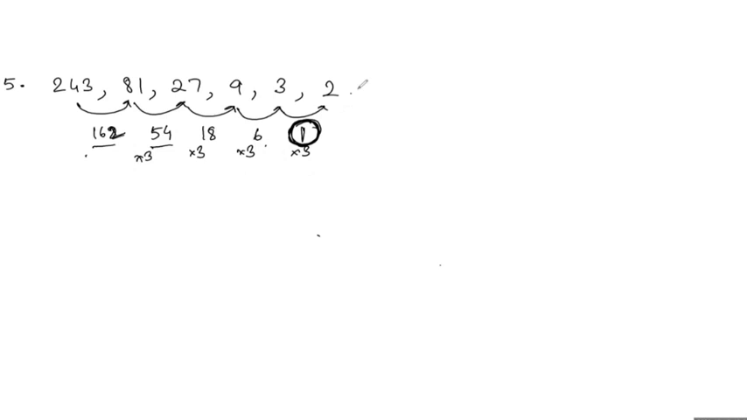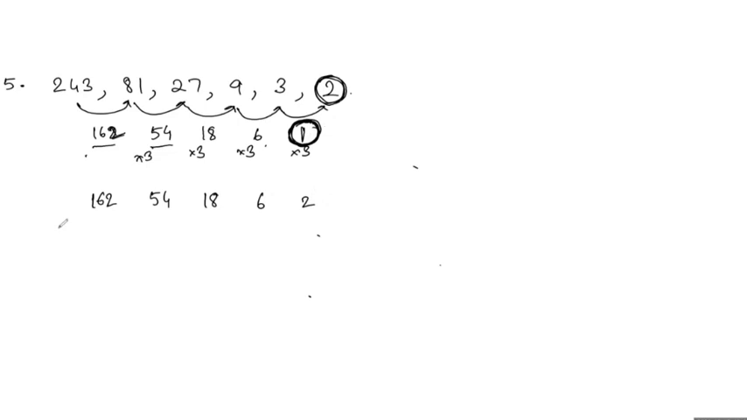Okay, what is the correct pattern? 2 is the wrong number. Correct. Let's write down the correct pattern. First 162. What is 162 divided by 3? 54. 54 divided by 3? 18. 18 divided by 3 is 6. What is 6 divided by 3? 2. Yes. So look, here the wrong pattern has 1. In place of 2, there is 1. So this is the correct pattern.